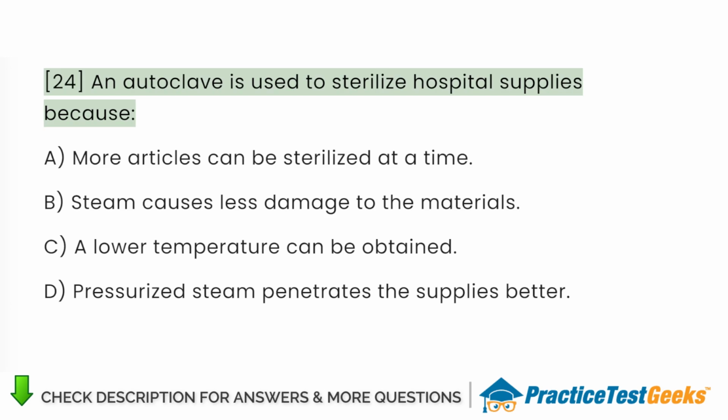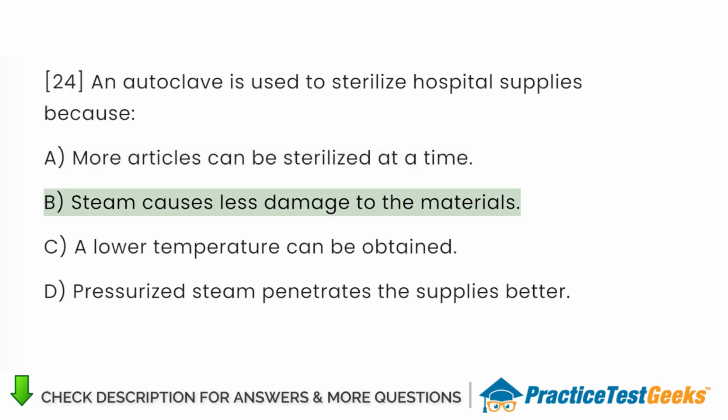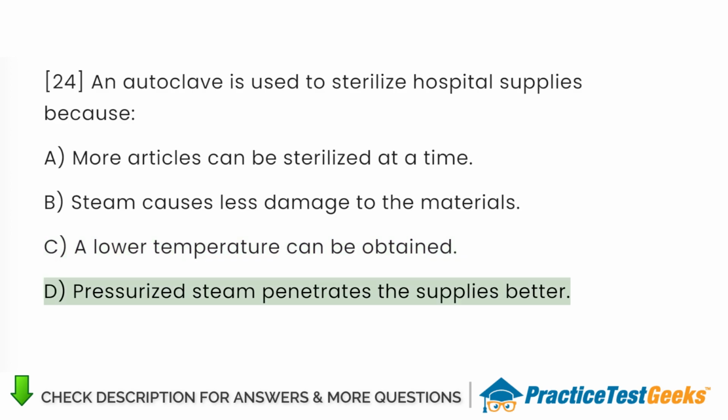An autoclave is used to sterilize hospital supplies because: A. More articles can be sterilized at a time. B. Steam causes less damage to the materials. C. A lower temperature can be obtained. D. Pressurized steam penetrates the supplies better.